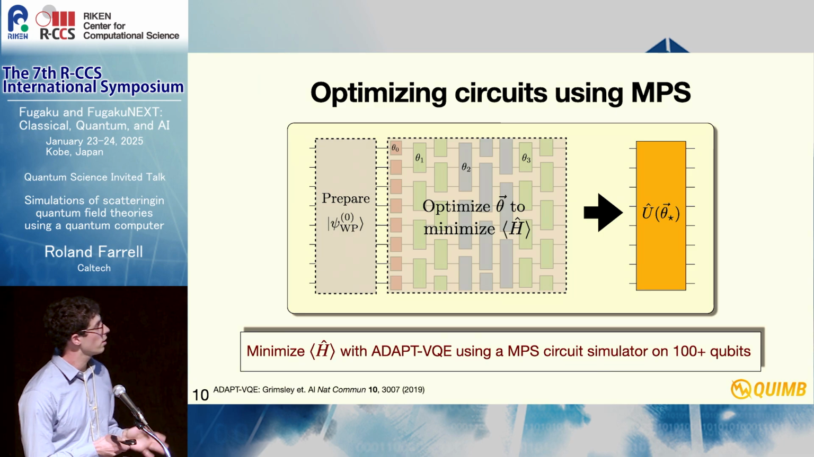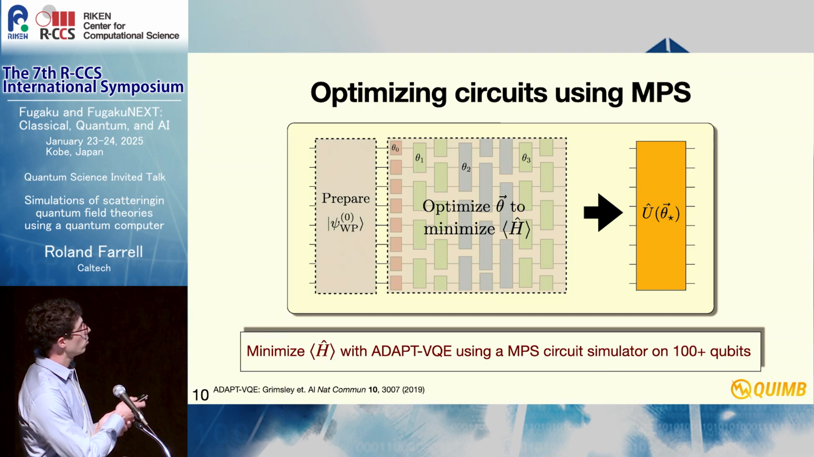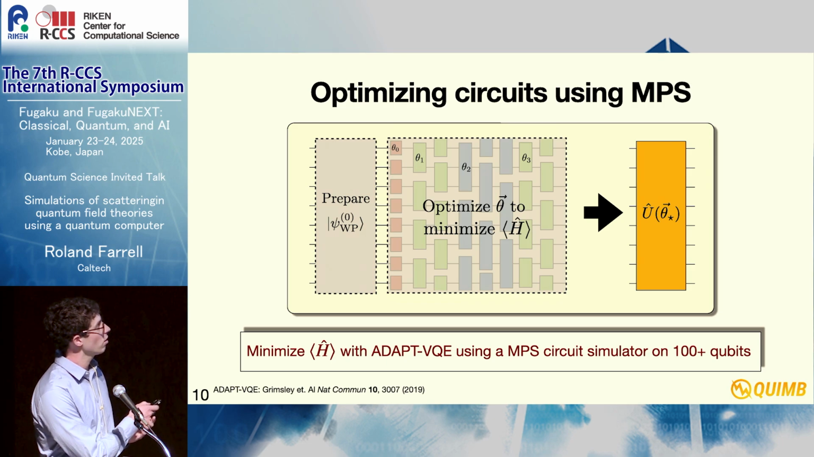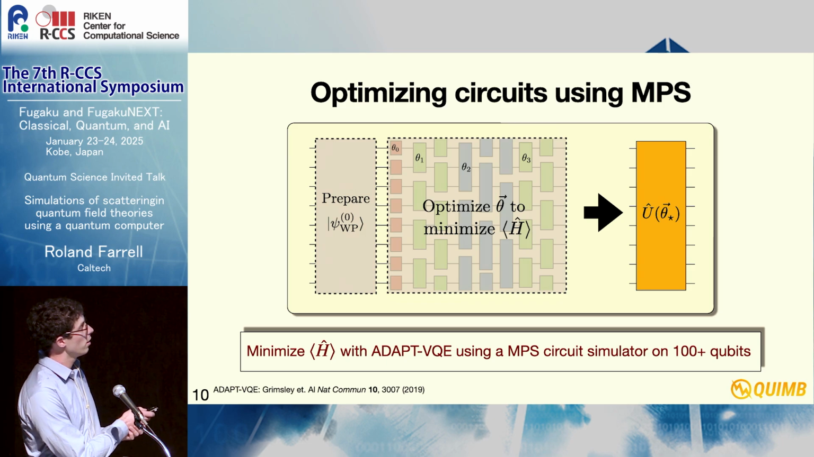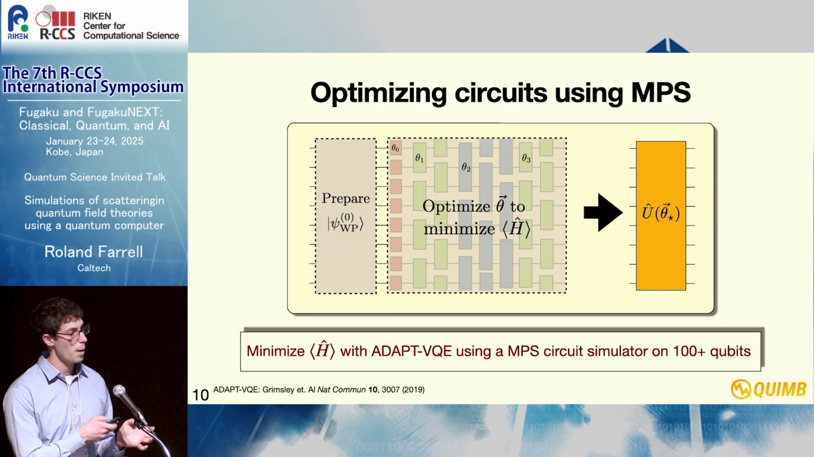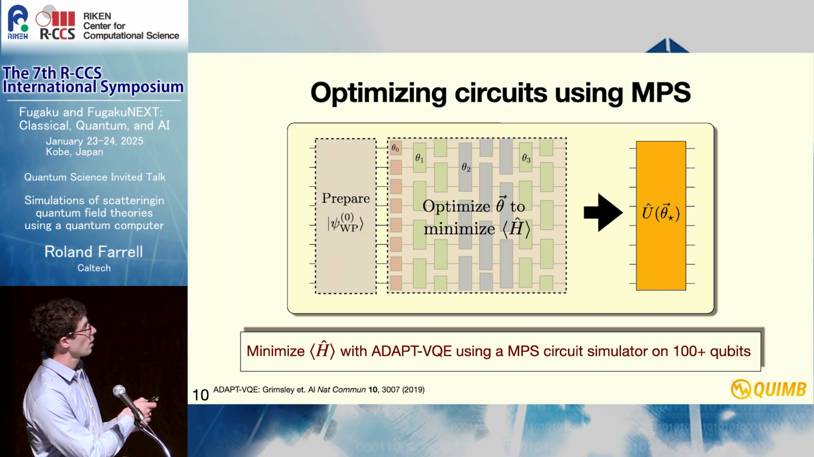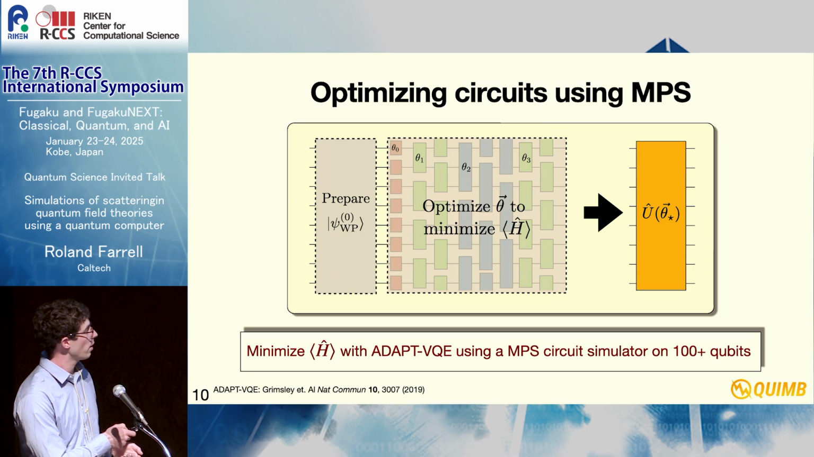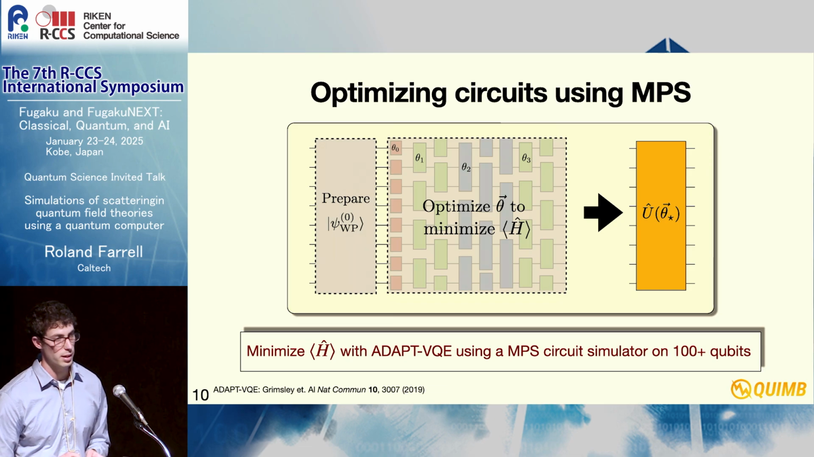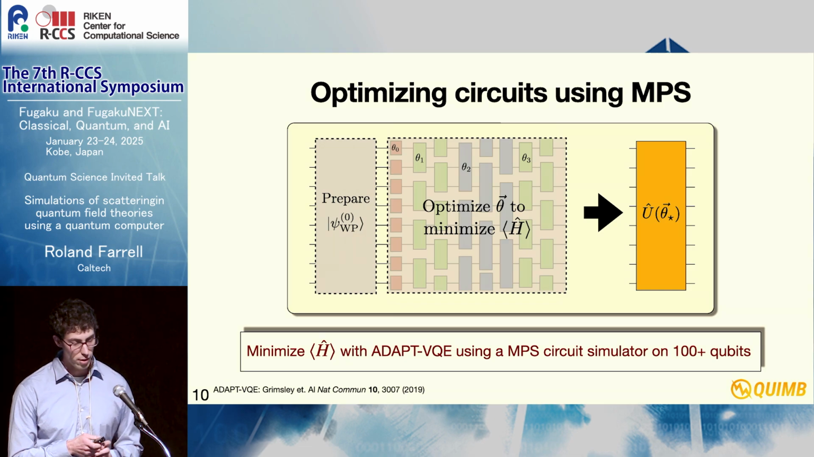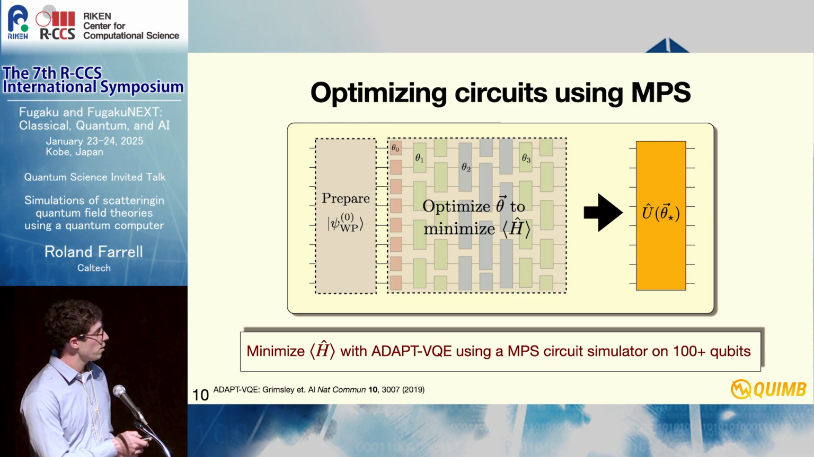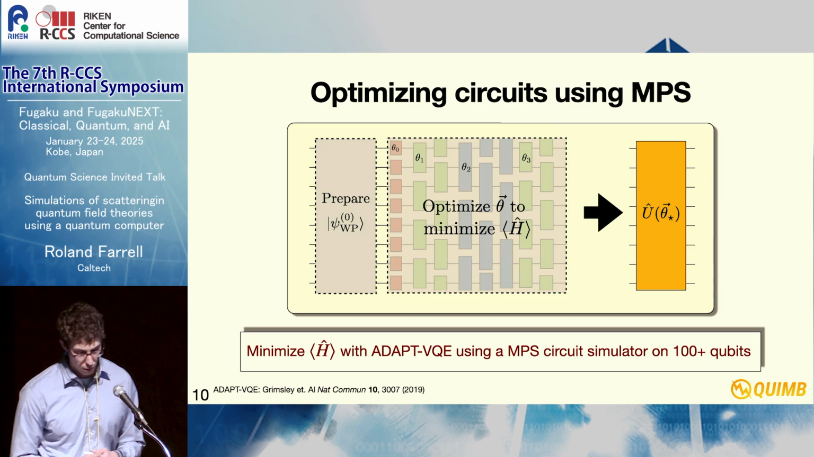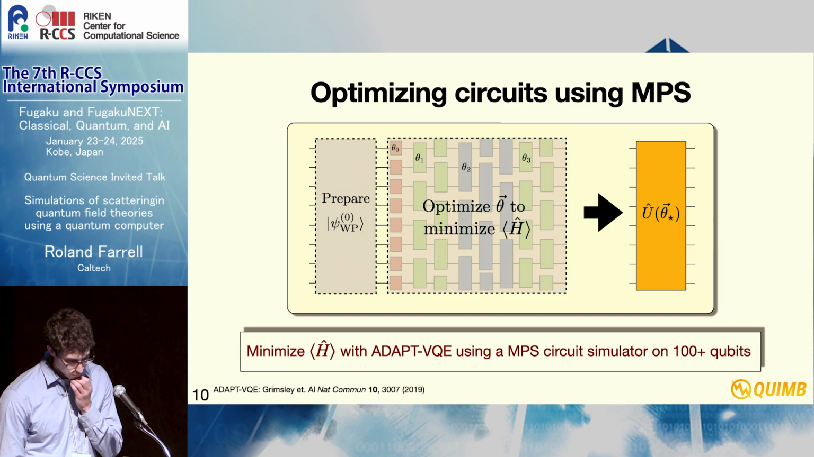Specifically, the way this works is that you have a circuit for preparing this psi 0 wave packet. You have another one to minimize the energy and optimize these parameters. By doing this whole process, you get out your unitary. The way I've been doing this is by minimizing the energy using the ADAPT-VQE protocol, a variant of VQE, and using an MPS simulator on 100-plus qubits, in particular the Quimb MPS simulator.